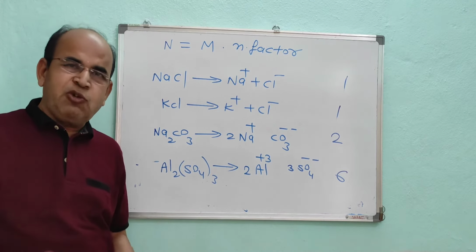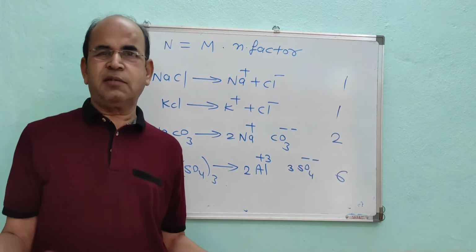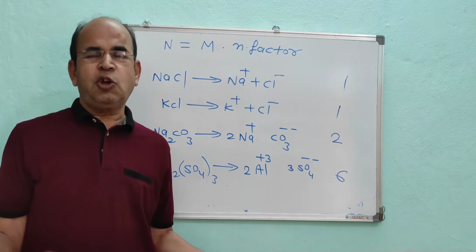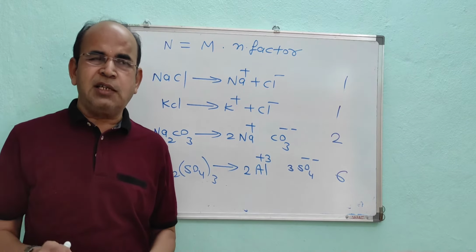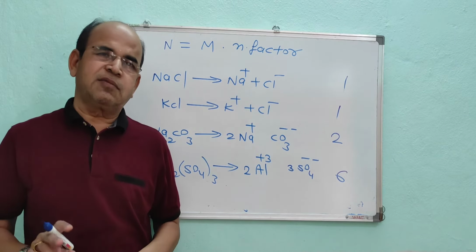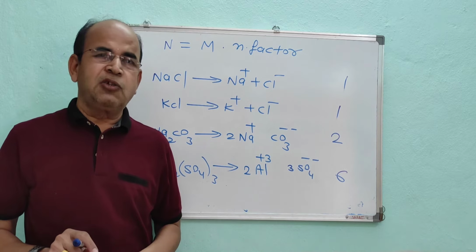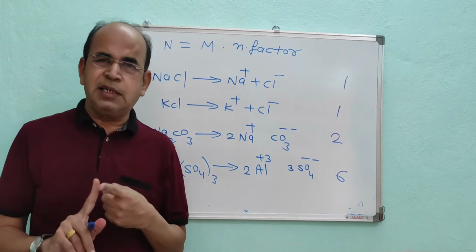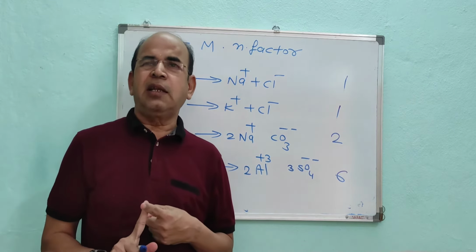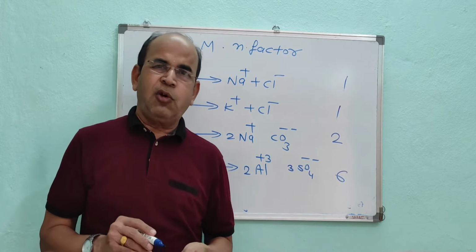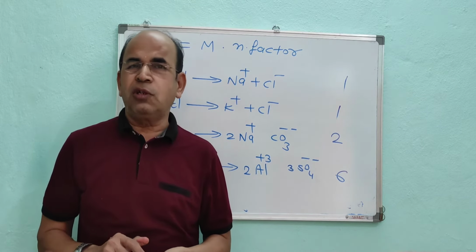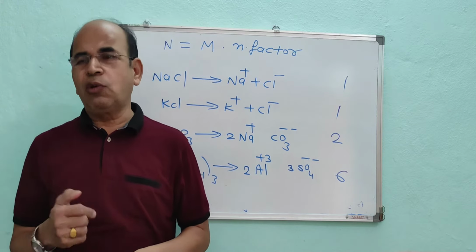You take either positive charge or negative charge. So in case of salt, you take either positive charge or negative charge. That is about the N factor in case of acid, base, and salt. Now in oxidizing and reducing agent, how is N factor calculated?